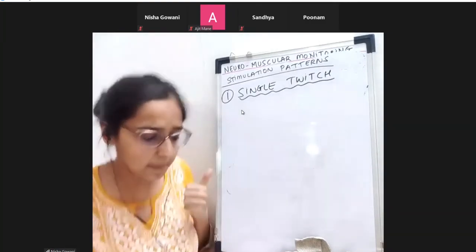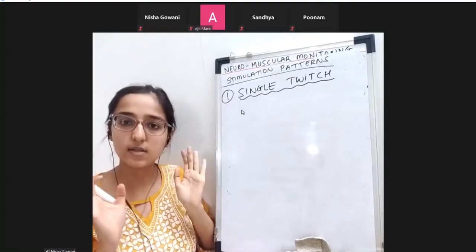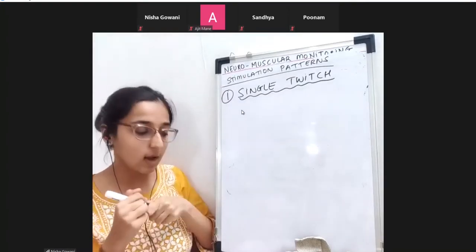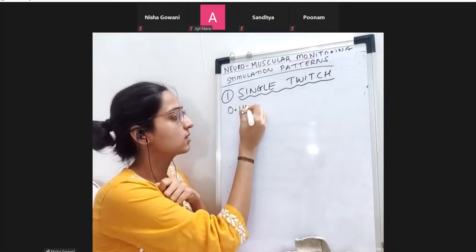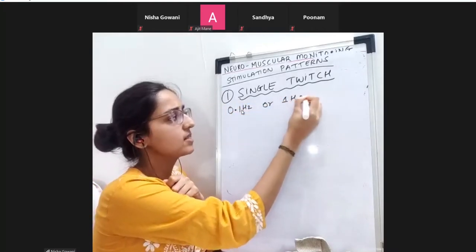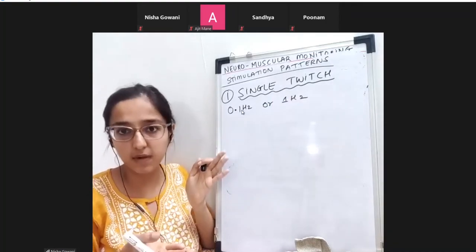Single twitch, simple. You're giving a single stimulus. That's it. That is single twitch. What is the frequency we are giving it at? We are usually giving it at 0.1 hertz, or at 1 hertz. It means I'm going to give one stimulus over 10 seconds, or I might give one stimulus over 1 second.